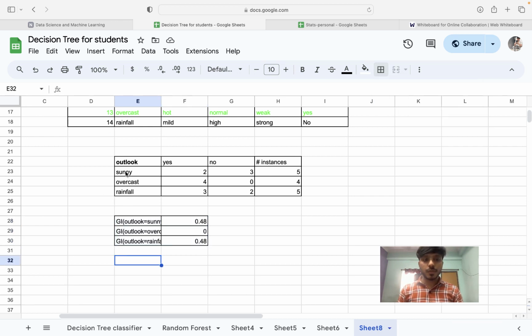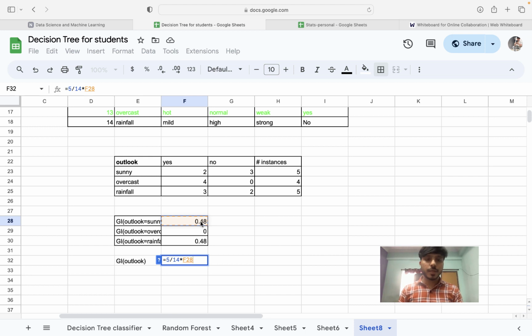But I want the overall Gini impurity of this particular column. I don't want individual Gini impurities. So how do you calculate the overall Gini impurity? You just take the weighted average of all these values. So Gini impurity of outlook equals the weighted average, meaning total number of sunny rows divided by total number of values. I have 5 sunny rows and the total number of rows is 14: 5 plus 5 is 10, 10 plus 4 is 14.